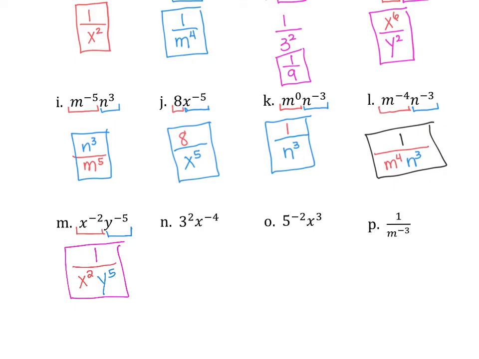Keep going. Okay, 3 to the second. 3 to the second is 3 times 3, so this is 9. X to the -4, since it's a negative exponent, I move the x to the bottom, and then I can change the negative exponent to a positive exponent.